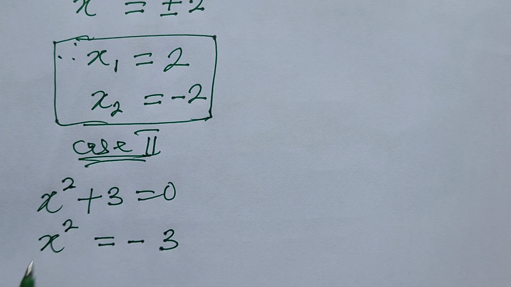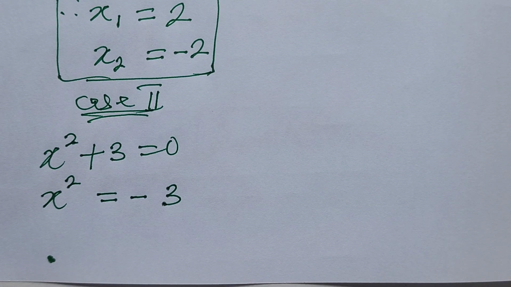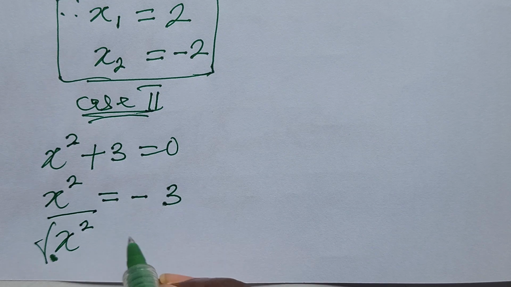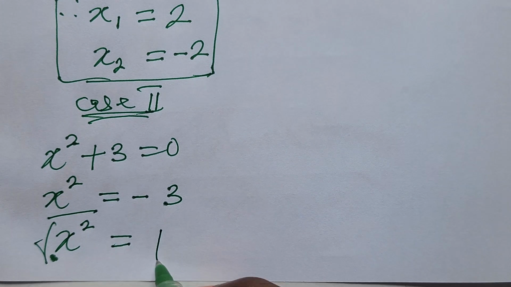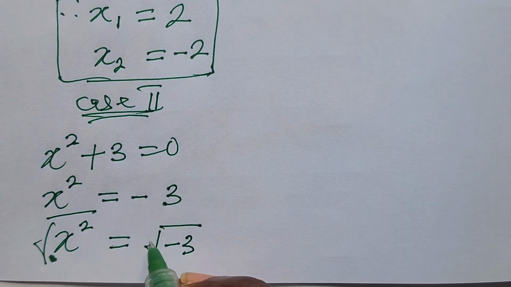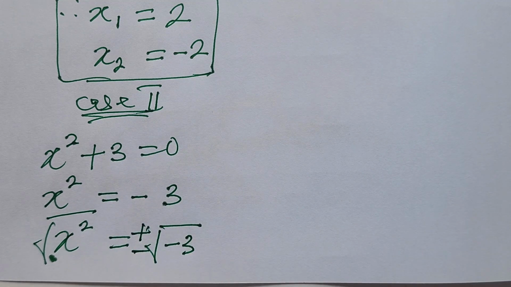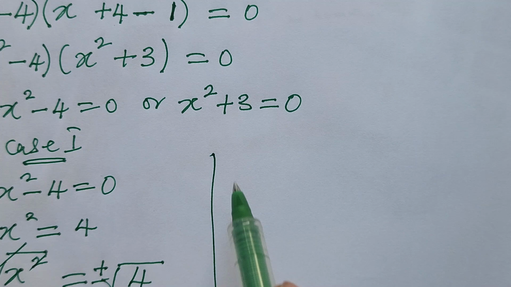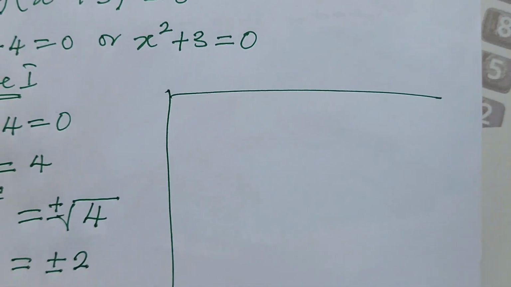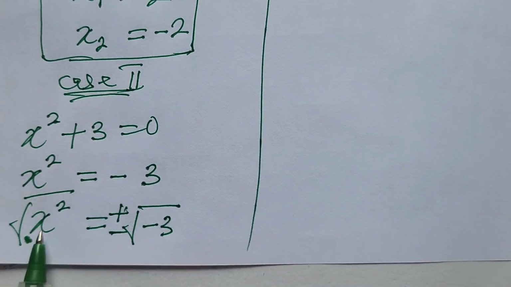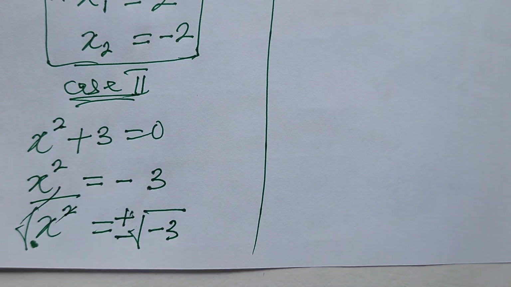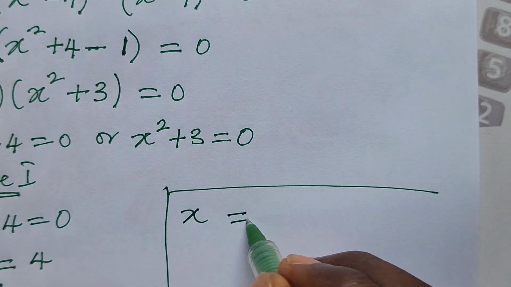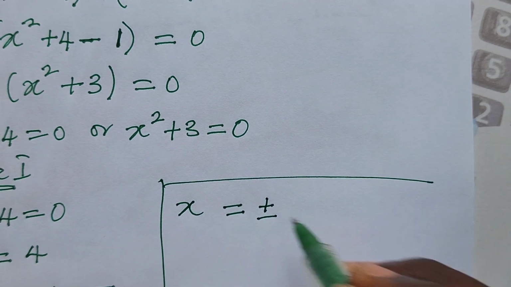So what we do to eliminate this radical is take the square root of both sides. This gives us the square root of x to the power of 2 equal to the square root of minus 3. Again, we introduce our plus minus here. Alright, so let's continue and see what this gives us. Now we are left with x equal to plus minus.